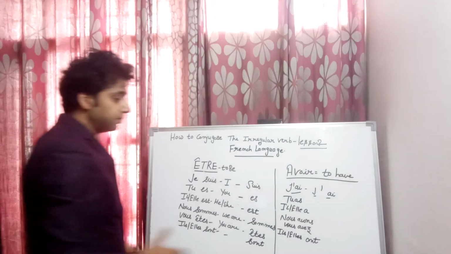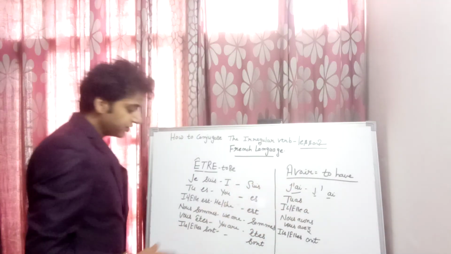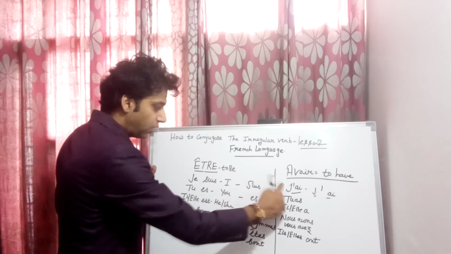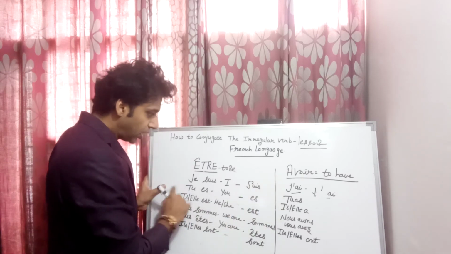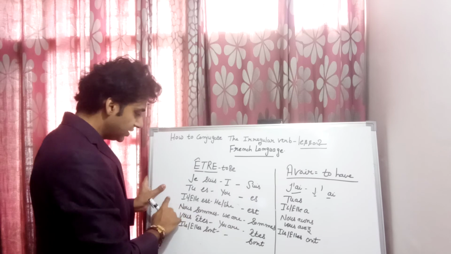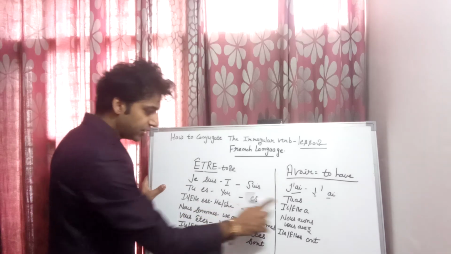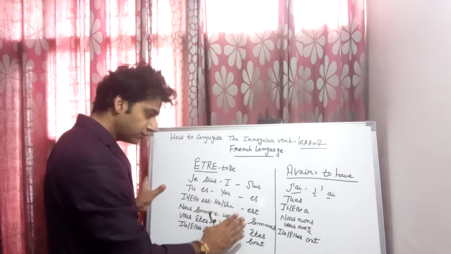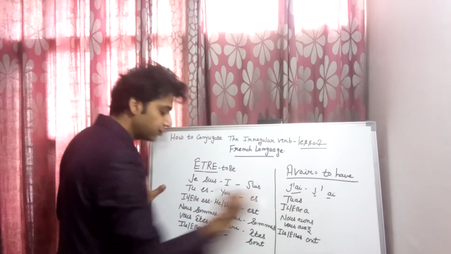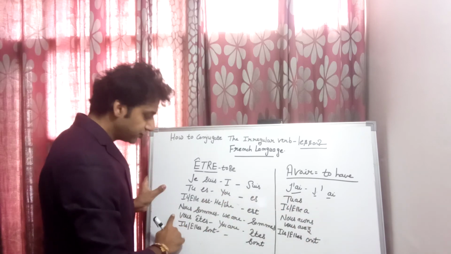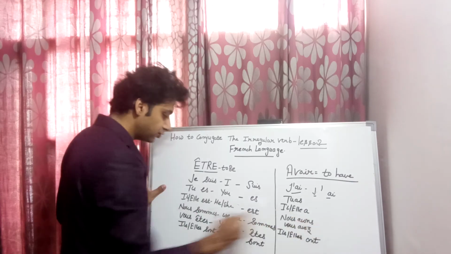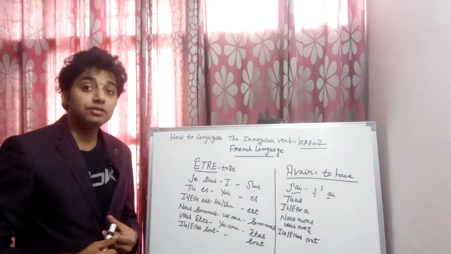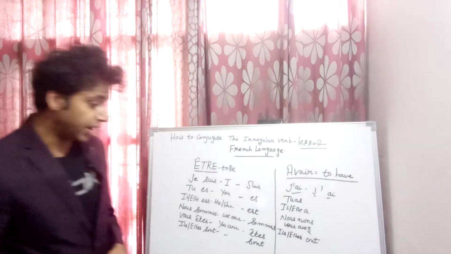I'm repeating one more time. See, it is very important to understand. Je suis is to I am. J'ai is to I have. Tu es is to you are, tu as is to you have. Elle est is to he, she is, elle a is to he, she has. Nous sommes is to we are, nous avons is to we have. Vous êtes is to you are, vous avez is to you have. Elles sont is to they are, and elles ont is to they have.